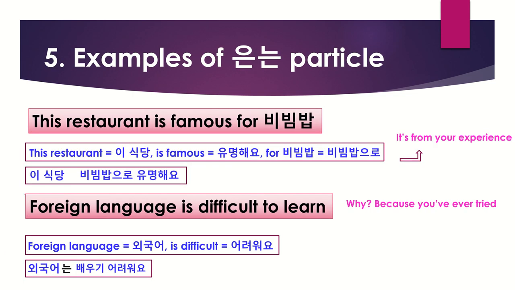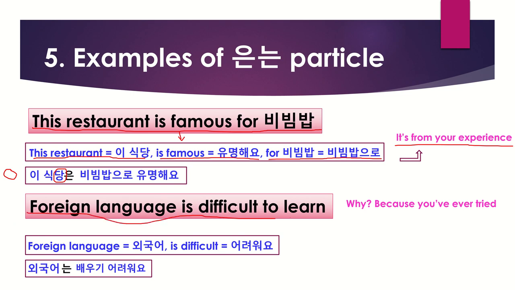Okay. Example 5. Take a look at the sentence first. This restaurant is famous for bibimbap. Okay, break down. This restaurant, 이 식당, is famous, 유명해요, for bibimbap, 비빔밥으로. It's from your experience, right? Because you went there and enjoyed the bibimbap at your own expense or something. So, 이 식당 is the subject. 식당, 당, ends with consonant ㅇ, so particle 은. 이 식당은 비빔밥으로 유명해요. Okay, right, next one.